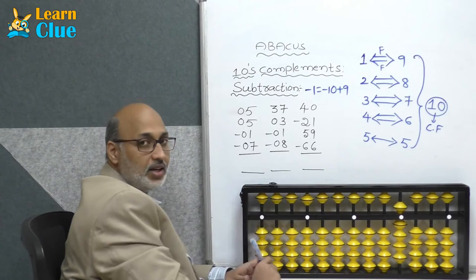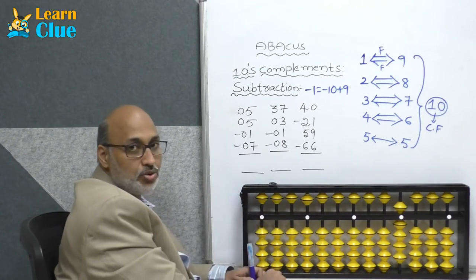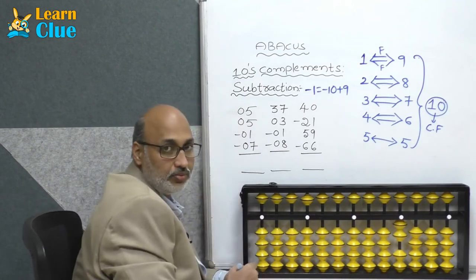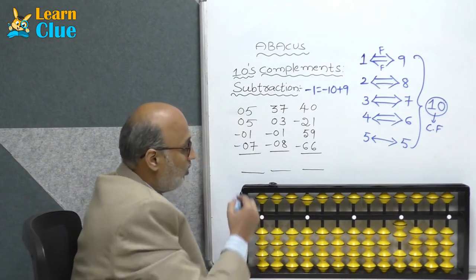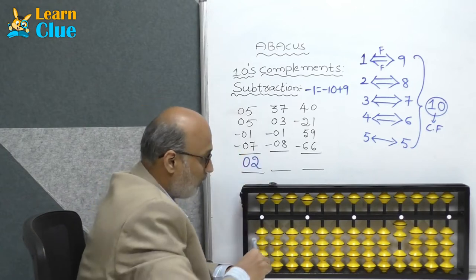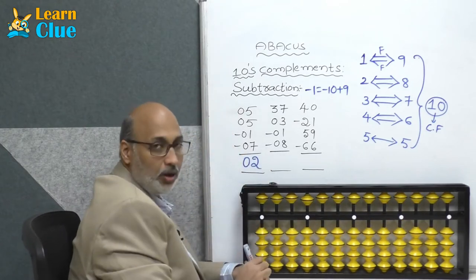Now they are asking minus 7. Do we have beads to do minus 7? Yes, we have. Now tell me what is the answer. Answer is 2.